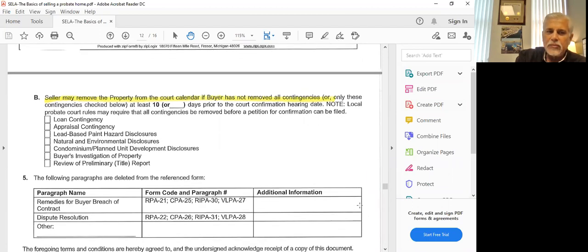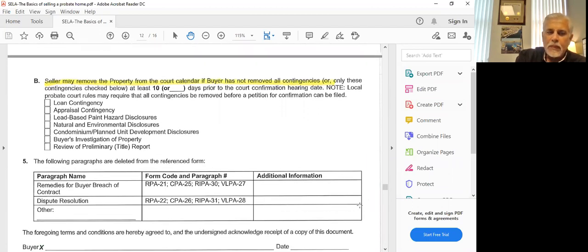And then in here, before you can get to court, the seller may remove from the calendar if the buyer does not remove all contingencies. In other words, your accepted offer is to remove all contingencies in 10 days. Now, court's a week away and he hasn't, he wants to negotiate, you can just cancel, say, nope, we're going in. Every contingency must be removed for us to get into that limited authority court.